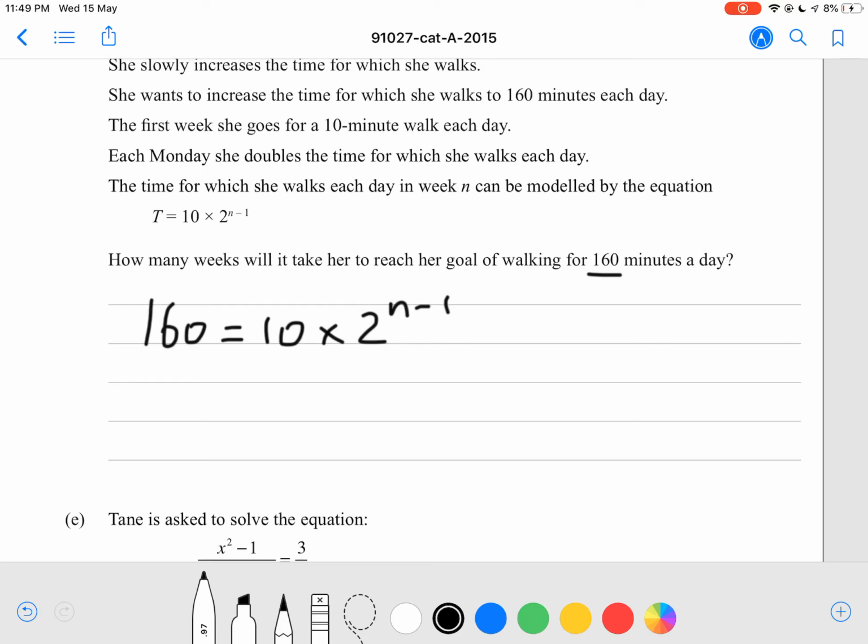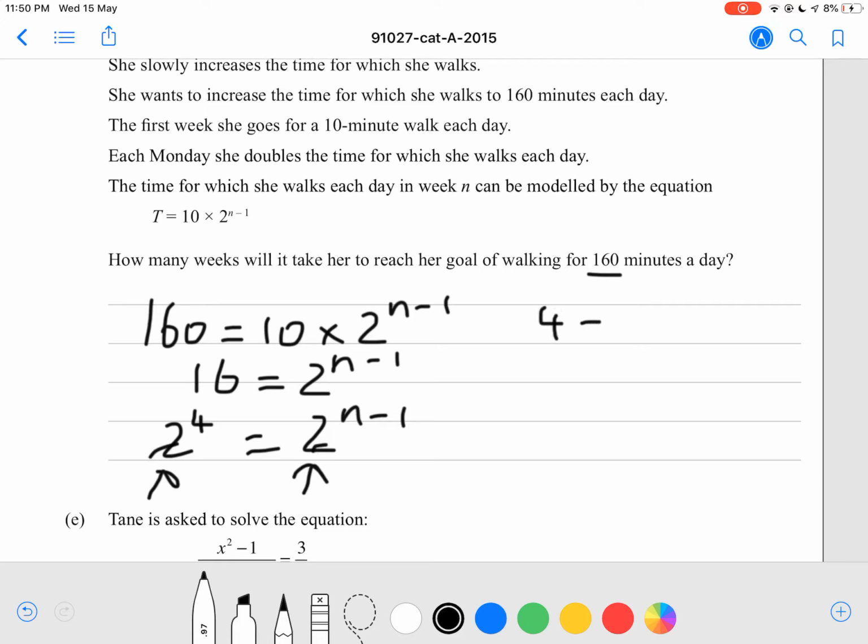Then we move the 10 to the other side, so multiplying by 10 becomes dividing by 10, so 16 equals 2 to the power of n minus 1. And you know that 16 can be rewritten as 2 to the power 4, so 2 to the power 4 equals 2 to the power of n minus 1. Because these two have the same base, you can just ignore the 2s. You can just say 4 equals n minus 1, and now I can just say 5 equals n, and then you can therefore say 5 weeks.